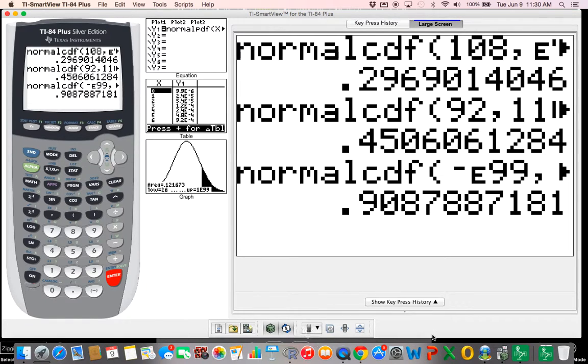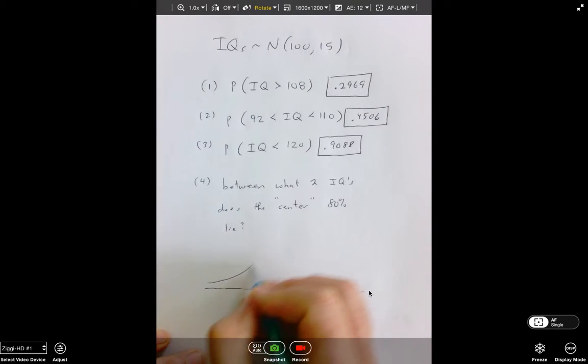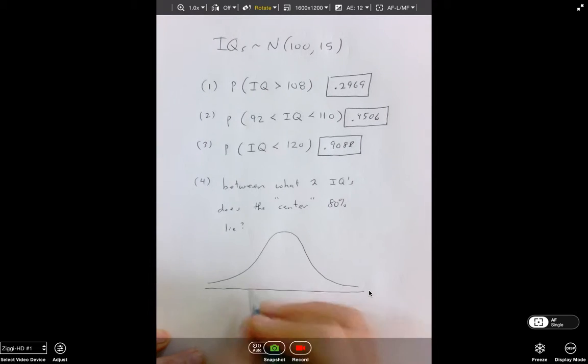All right. The other problem takes a little bit more work, between 80%. I like to just draw these out. Doesn't have to be pretty.